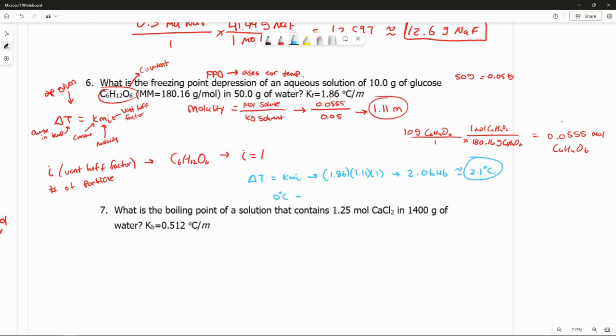Our calculated freezing point depression, where the solute is making the solvent's freezing point decrease, is 2.1 degrees Celsius. Basically, in simple terms, that means adding 10 grams of glucose in 50 grams of water will make the freezing point go down 2.1 degrees. Minus 2.1 degrees Celsius, you will get negative 2.1 degrees Celsius as our final answer.